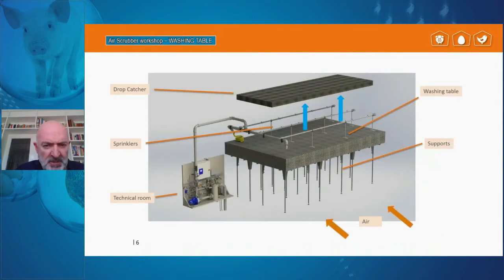Moving on, this is again drilling down into the guts of the scrubber. I think it makes it clearer here. This is the table area. The arrows show the direction of the air coming in underneath the table. They will then be forced up because the table is in a closed area, forced up through the packing material and out through the top. So where we have the drop catcher, sprinklers in the middle, and then the washing table and supports underneath it. So as we break down.